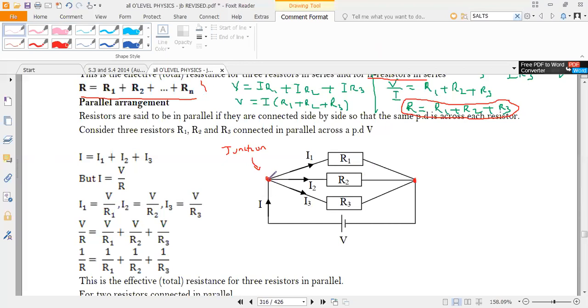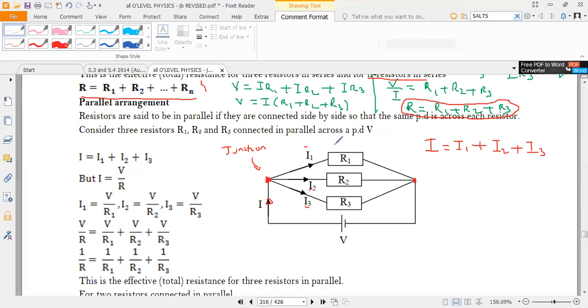So meaning that the current divides itself into three. You can see the current that is here is I. When it reaches this point, it divides itself into three. So there is I1, there is I2, and there is I3. So the current I is given by I1 plus I2 plus I3. But we know that the voltage is the same.